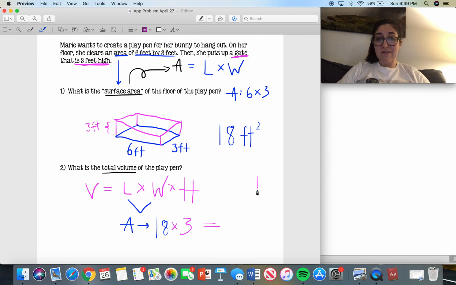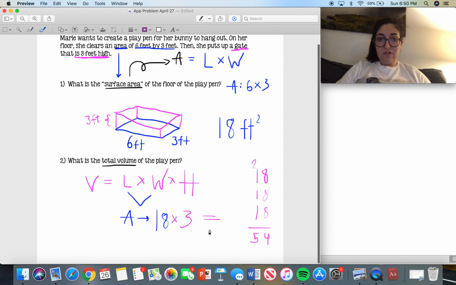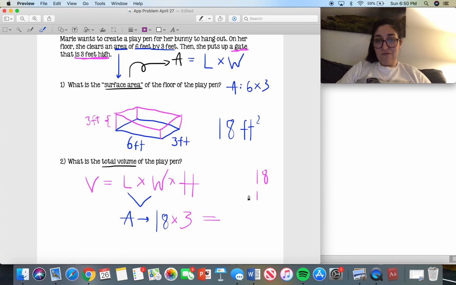or I actually can't do that off the top of my head, that's fine. I know it's the same as saying 18 3 times. I could think of it even as 3 layers of 18. 18 plus 18 plus 18. 8, 16, 24. Put a 4 down here. Carry the 2. 2, 3, 4. 2, 3, 4, 5. So what's the area? The surface area is going to be 54.